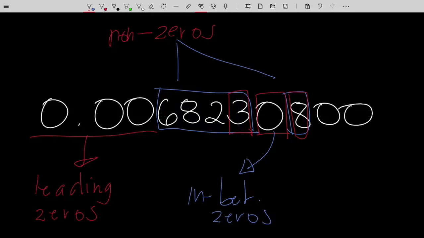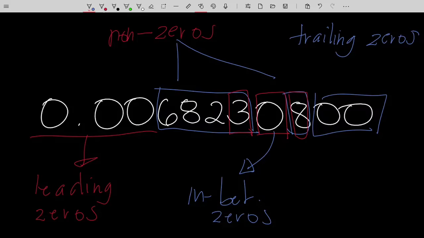Now let's go with the last one, which is your trailing zeros. Trailing zeros are zeros that are located on the far end of the value. So here you have your 0, 0. These are an example of your trailing zeros. So that's it. Now we go with the rules in identifying and counting the significant figures.